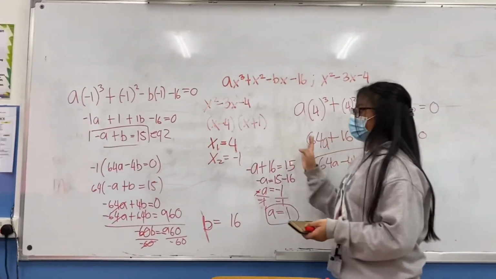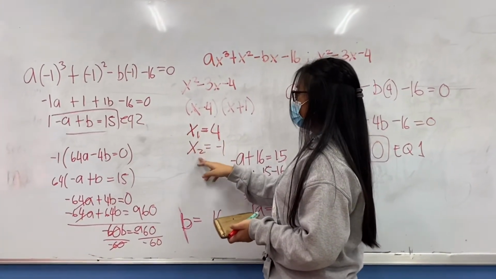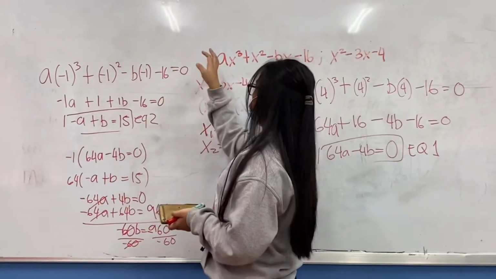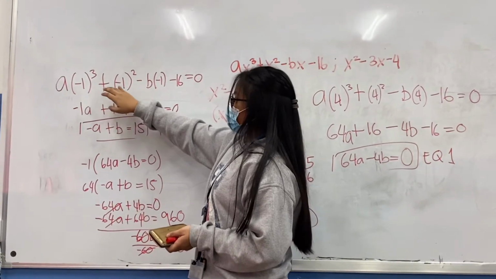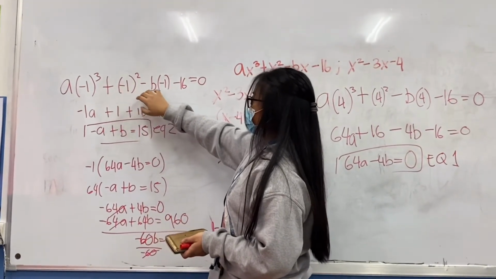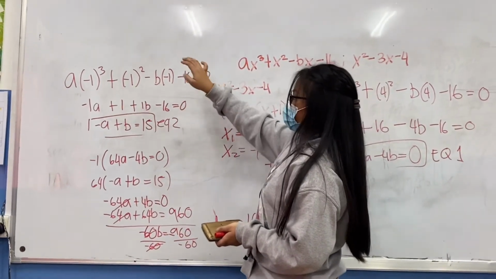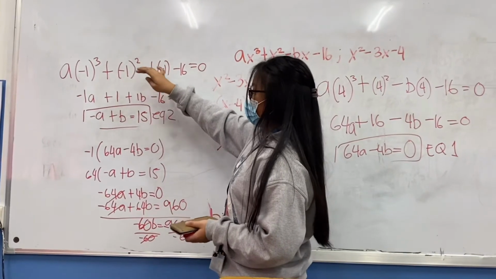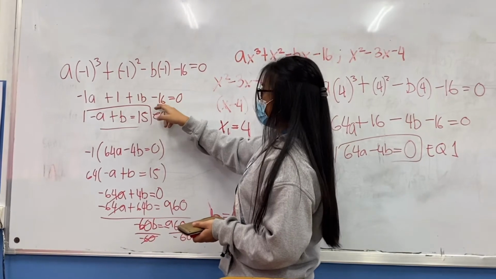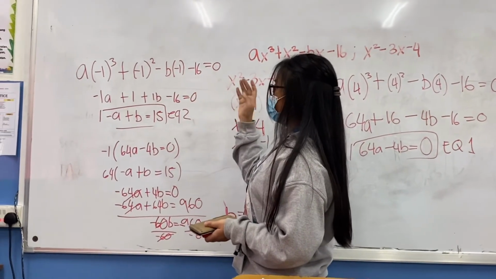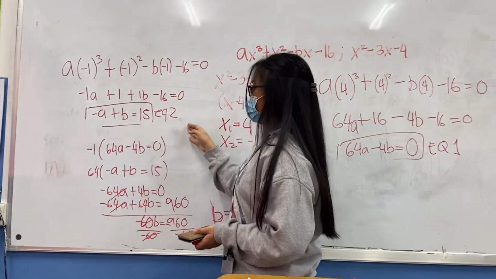Then to get the second equation, substitute x sub 2 into the given equation, which is a times negative 1 cubed plus negative 1 squared minus b times negative 1 minus 16 equals 0. That gives negative a plus 1 plus b minus 16 equals 0. And then you will have your equation 2, which is negative a plus b equals 15.